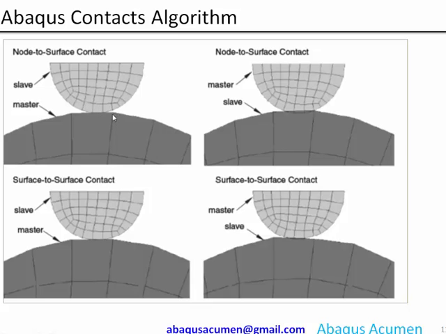So if this node penetrates a slave surface, the solver will not bother at all, if it is a node to surface contact. It is only checking a slave node penetration on the master segment. So this is a one-way contact. Now let's reverse the condition.